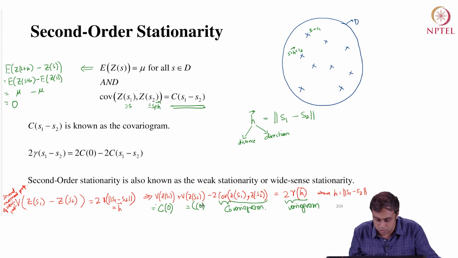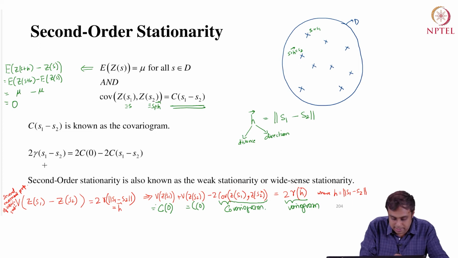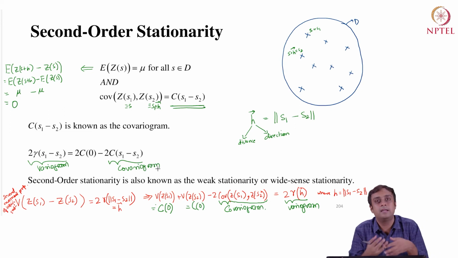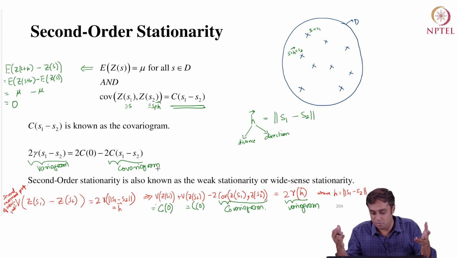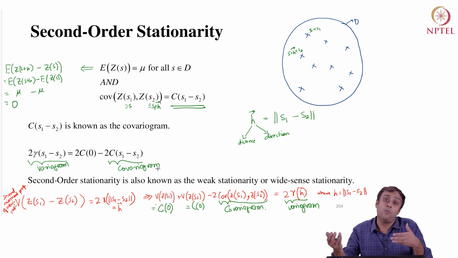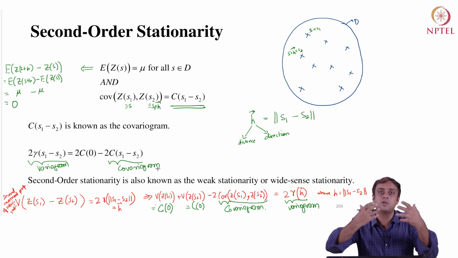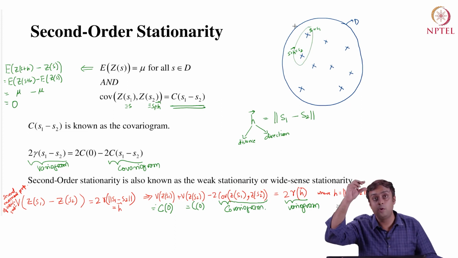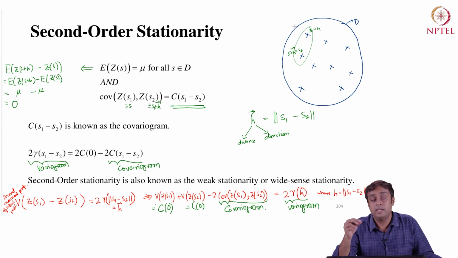So, we have C(0) sitting at both terms here. Now you can see that the variogram and the covariogram are linearly related. In fact, they are simply inverse to each other. What this means is that if the covariance of values at two locations is high, the variogram value will be smaller. That is quite intuitive.